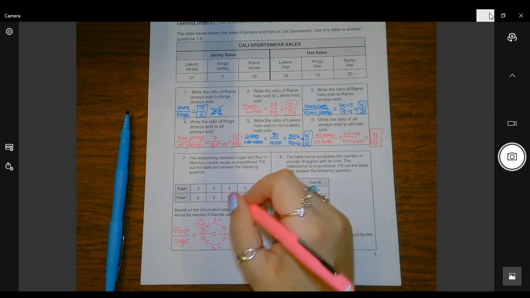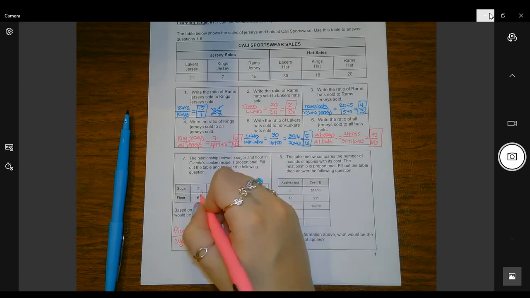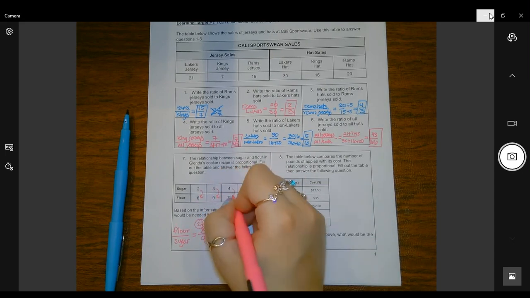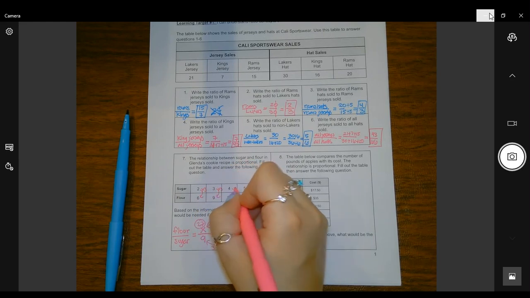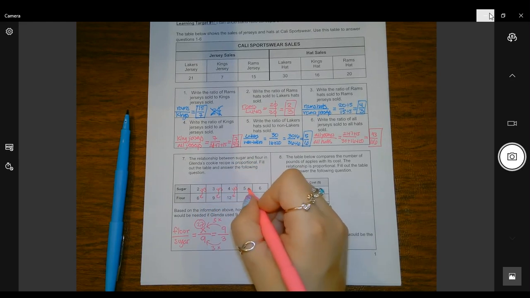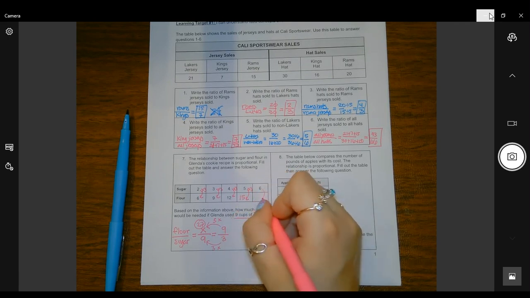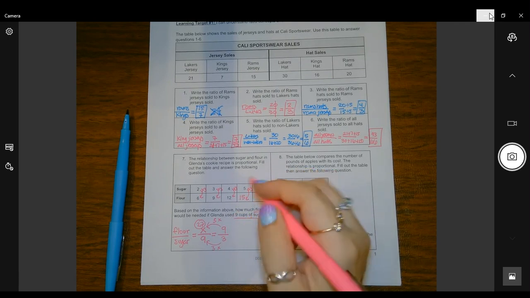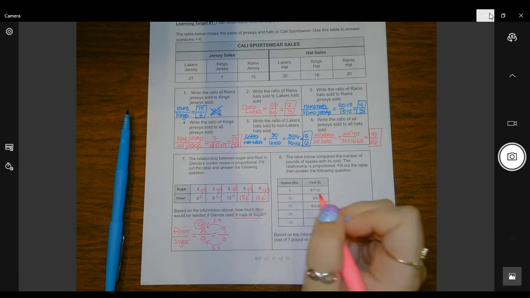And then it also wanted me to complete the table. So as we can see, what's the pattern? As you go each time this way, you're multiplying by 3. So let's multiply this by 3. What's 5 times 3? 15. And then if you do this one, if you were asked to use 6 cups of sugar, then that's right, you would use 18 cups of flour.